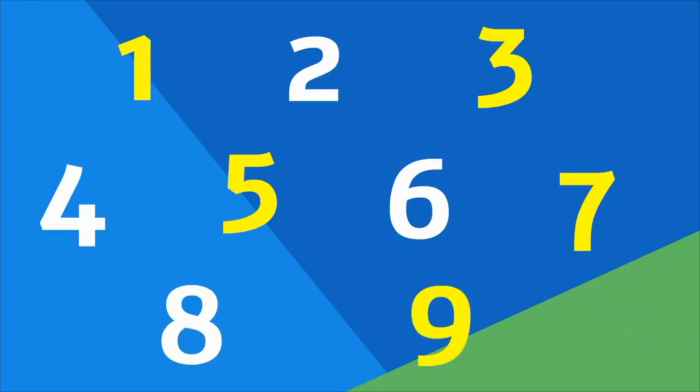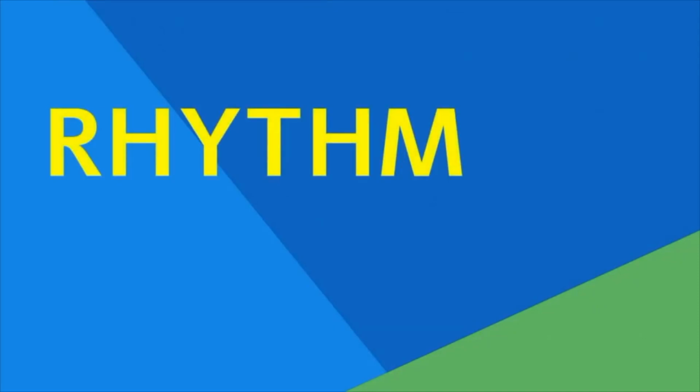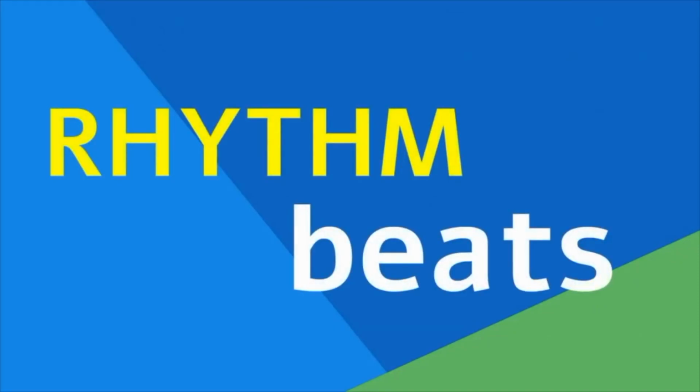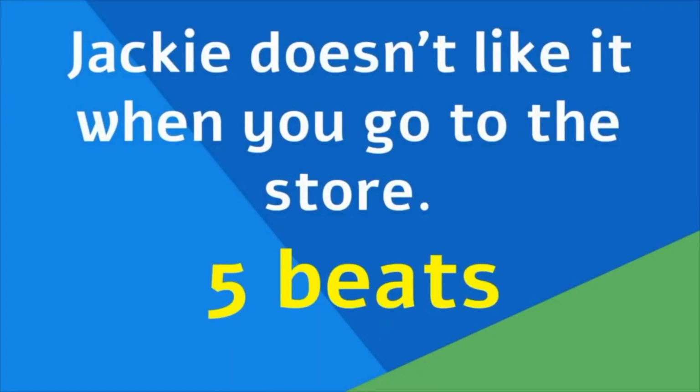Let's take the same 9 beats, but use a different sentence. Jackie doesn't like it when you go to the store. Did you notice how some of the beats had more syllables in them than others? That produced a rhythm based on the 9 beats that we established. Take the same sentence and cram it into just 5 beats and you get Jackie doesn't like it when you go to the store. The actual flow of the words is the rhythm, whereas the underlying pulse is the beat.